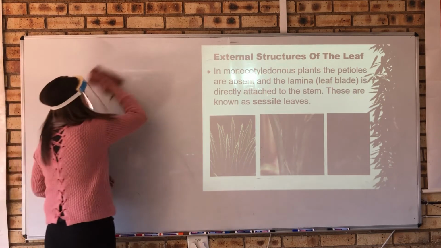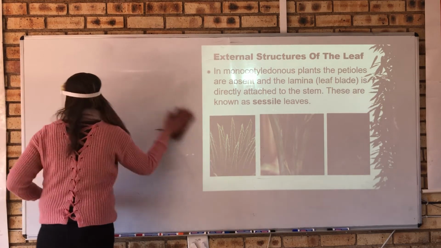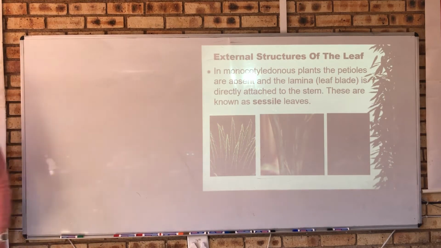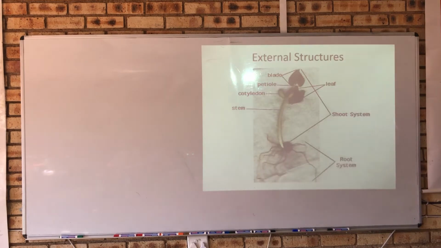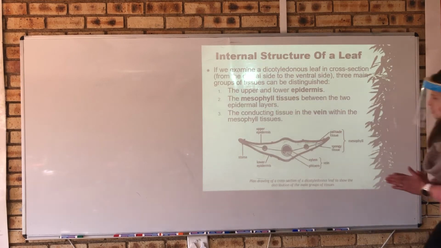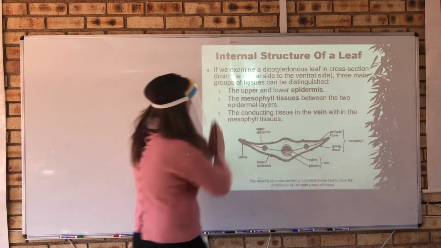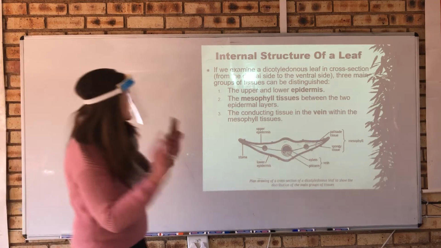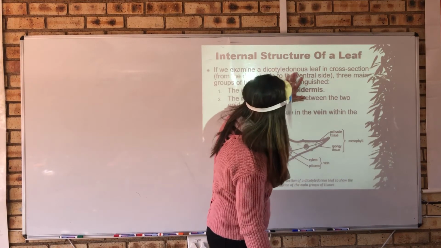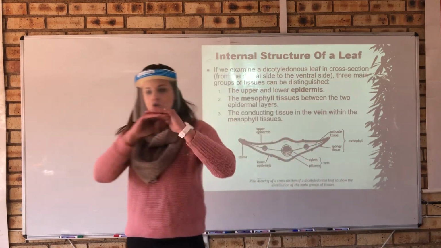Okay, let's get on to internal structure today. So there's all our external structure of a leaf. Let's go internal. So, if we examine a leaf, and now we're going to be specifically looking at a dicotyledon. We're going to specifically be looking at a dicotyledonous leaf in cross section.